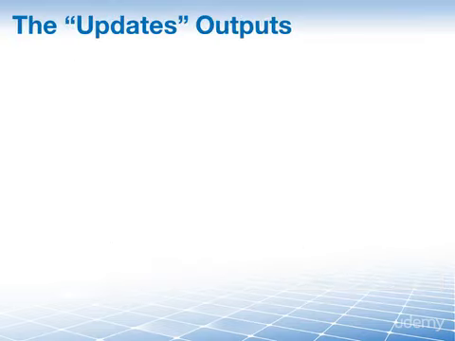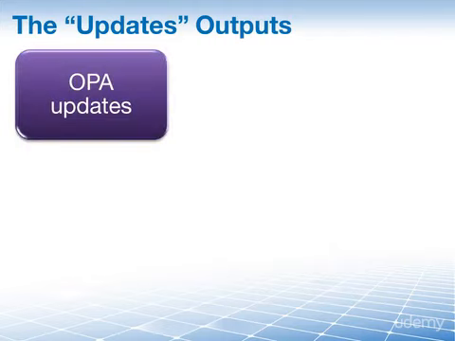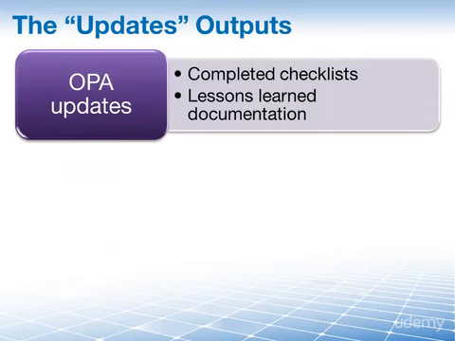And then finally, we have three outputs that are all about updates. There are elements of the organizational process assets that may need updating during the control quality process. These could be completed checklists. When checklists are used, completed ones become part of project documents or lessons learned documentation. Lessons learned from control quality are documented and become historical data for the project and the organization.